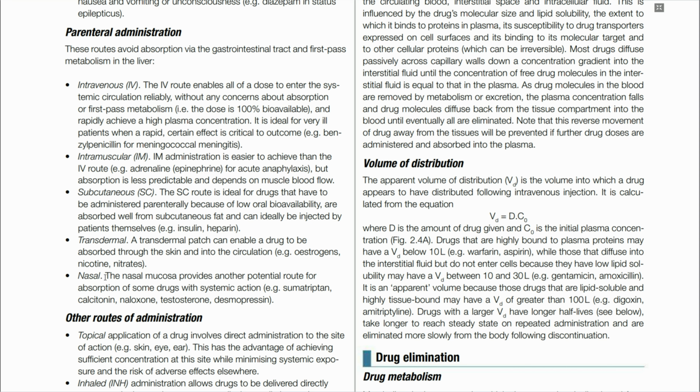Nasal. The nasal mucosa provides another potential route for absorption of some drugs with systemic action. Example: sumatriptan, calcitonin, naloxone, testosterone, desmopressin.